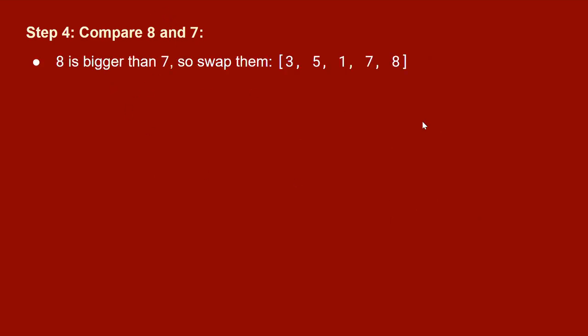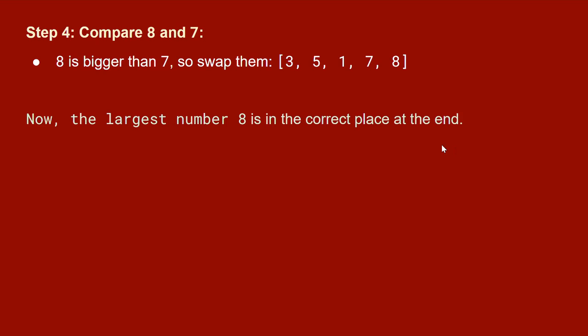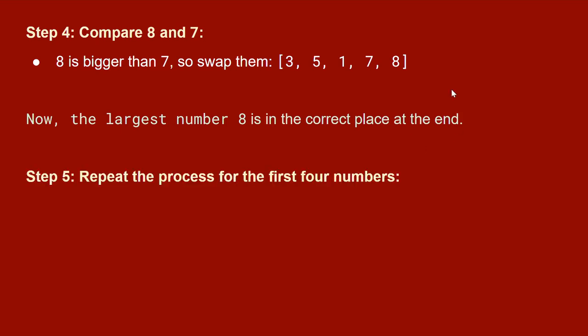And in step 4, we'll take another pair, that is 8 and 7, and when we compare, we'll see 8 is bigger than 7. That's why we'll swap their position, and after that swapping, our list will become 3, 5, 1, 7 and 8. And now you can see that 8 being the greatest number, after that iteration we have got 8 at the correct place, that is at the end of the list. Now our next task is that we have to sort the remaining 4 numbers. We have to arrange them in the ascending order.